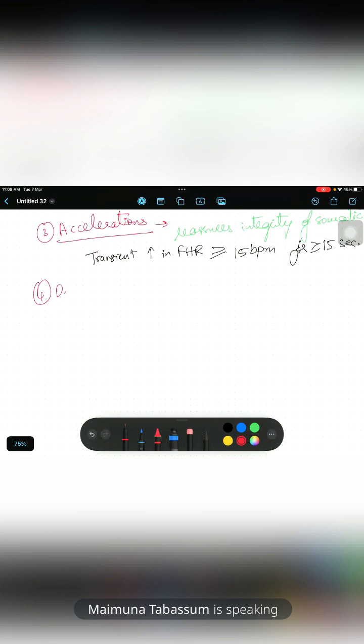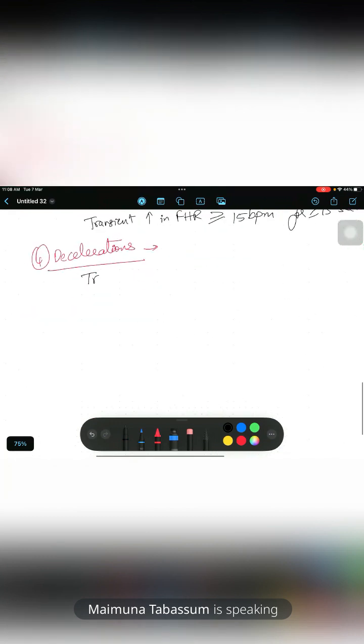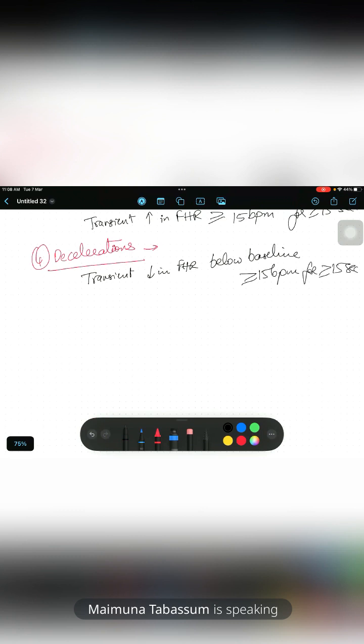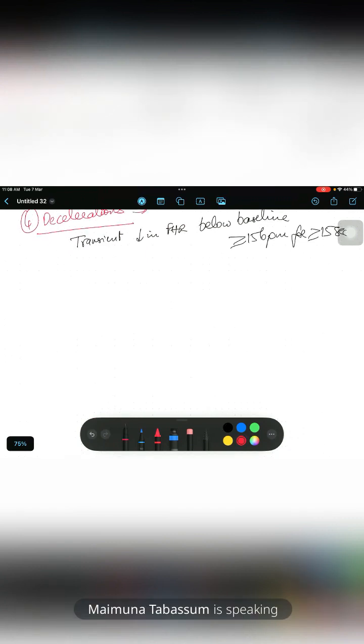So the next component is decelerations. These are the components of NST. So what is a deceleration? Exactly opposite to the acceleration. It is a transient decrease in the fetal heart rate below the baseline by greater than or equal to 15 beats per minute for greater than or equal to 15 seconds. In deceleration, you will be having types of deceleration, and these are very important.